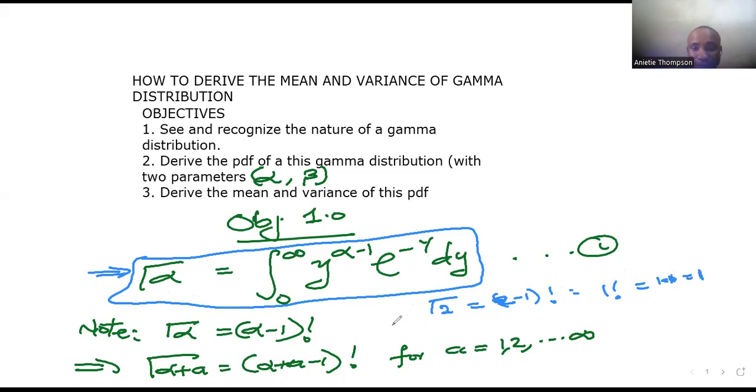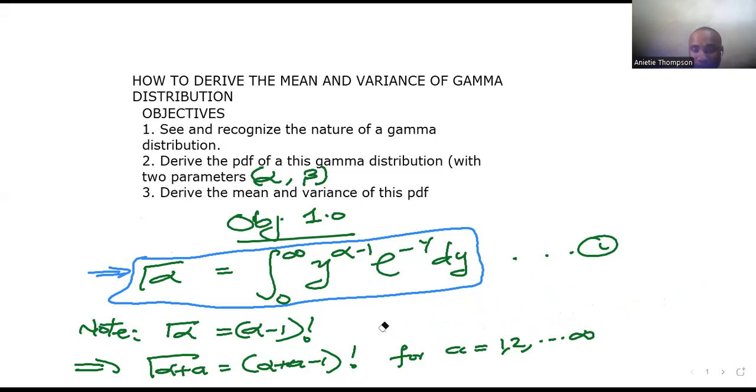And if I have gamma of 5, this is 4 factorial, which is 4 times 3 times 2 times 1, which gives us 12, 24. Okay, but this is not what we are going to do right now.